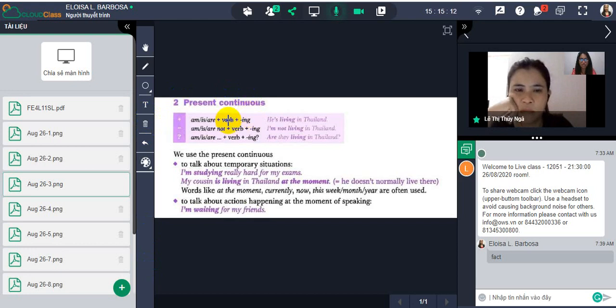So here is the structure. Okay, if it is positive, of course, you will have the be verb, is, are, and also the verb will be in the ing form. He's living in Thailand. Okay, but you have also negative. Be verb plus not plus ing. I'm not living in Thailand. And if it is interrogative, or as you are asking a question, be verb again and then ing form. Are they living in Thailand?